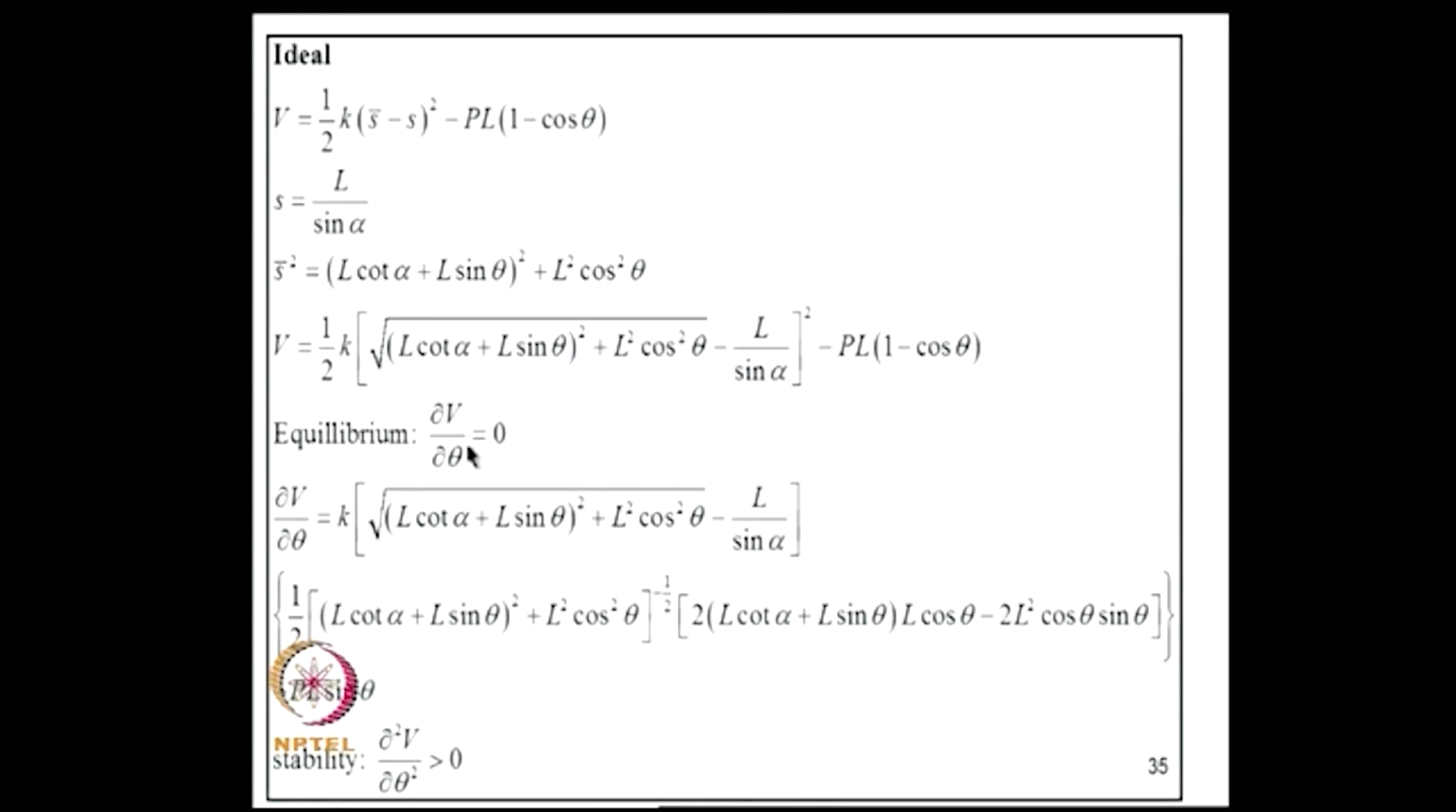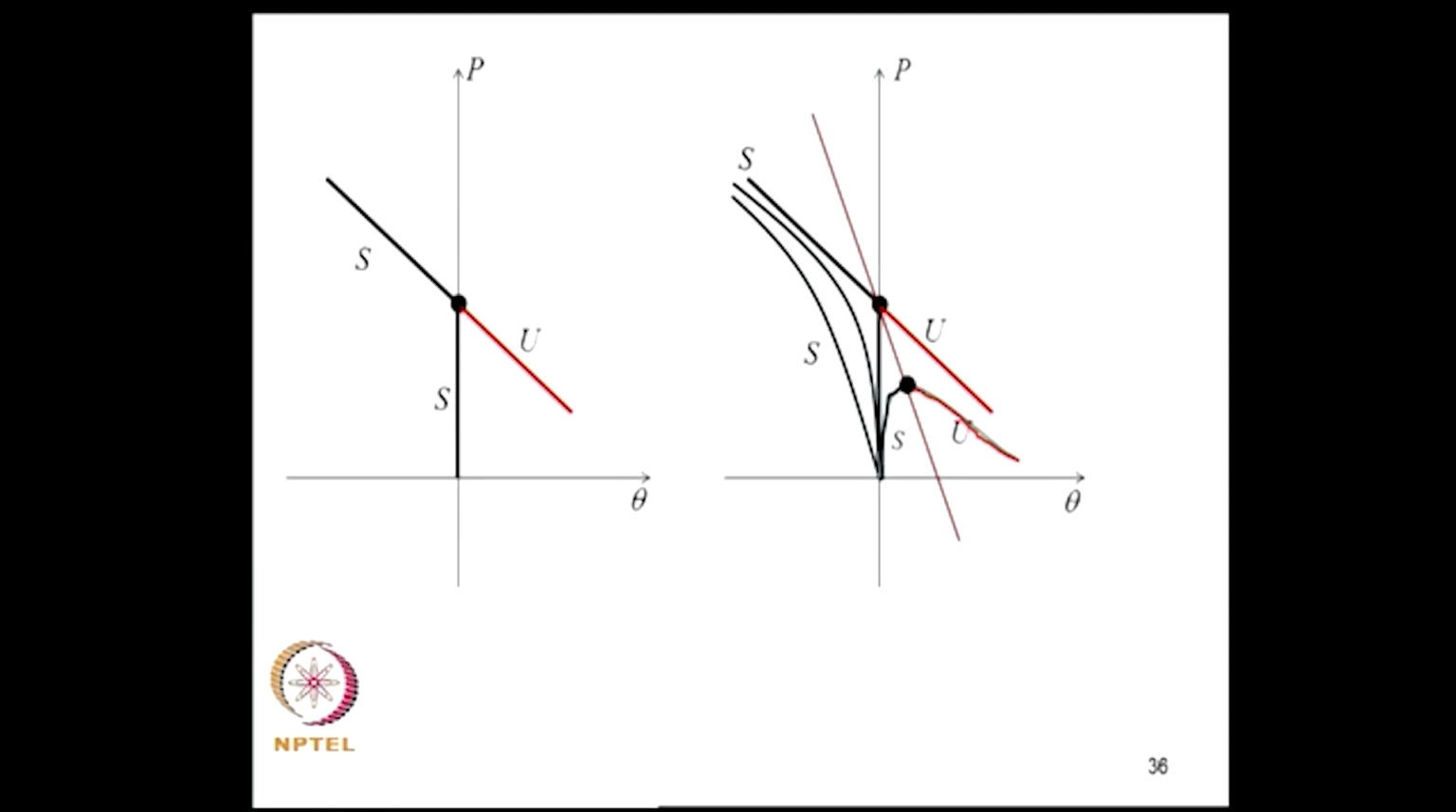Again equilibrium is dou V by dou theta equal to 0, and this is a load deflection path, now more involved, and for stability I have to differentiate this further and see the sign of the term. If you perform this calculation when there is no imperfection, the load deflection path rises along a stable path and it bifurcates with one stable path and another unstable path. The unstable path is of greater interest to us because that is what we are worried about.